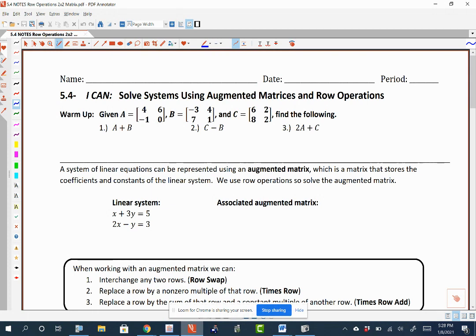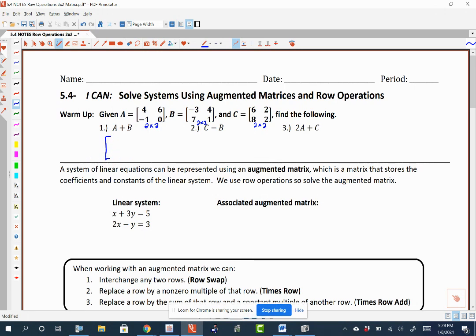So before we do this, let's start with our warm up. We've got three matrices, matrix A, B, and C, and we want to do some matrix operations. So let's start with number one, matrix A plus matrix B. So remember, when we're adding matrices with the same dimensions, so all of these matrices have 2 rows and 2 columns, when we're adding and subtracting the same dimensions, our answer should also be those same dimensions. So 2 by 2, we know should be our solution.